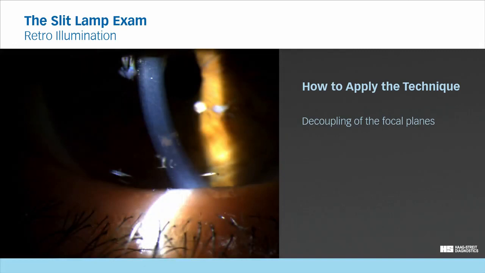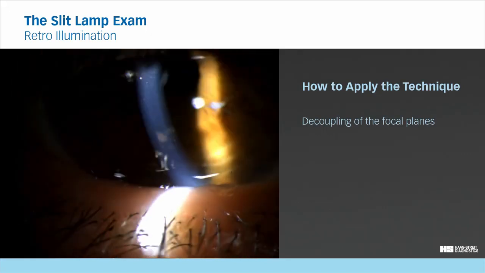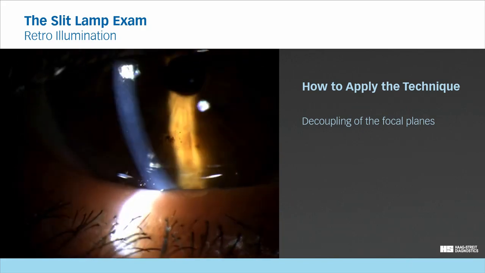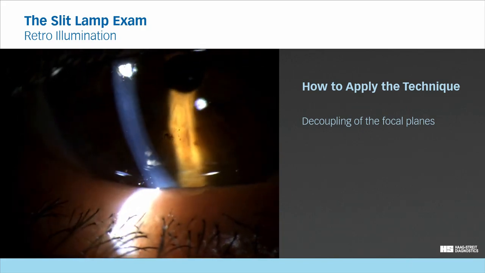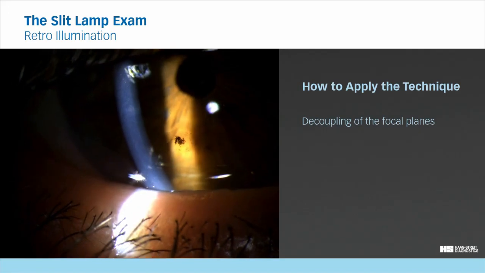For observing with decoupled illumination, we recommend the following approach. Start by focusing on the area of interest. Once you are in focus, decouple the slit illumination beam and gradually change the direction until it illuminates the structure behind your area of interest.